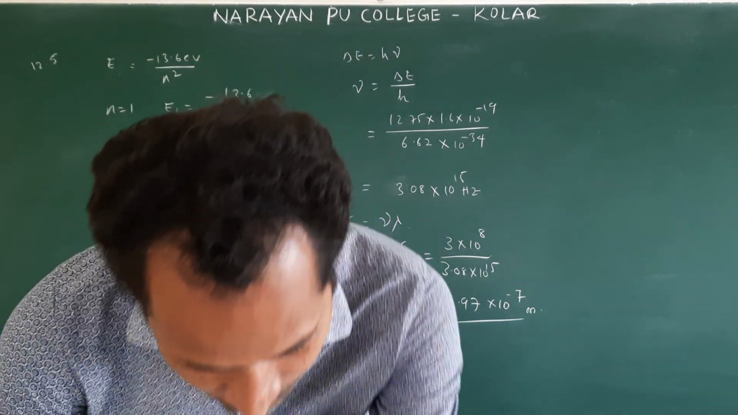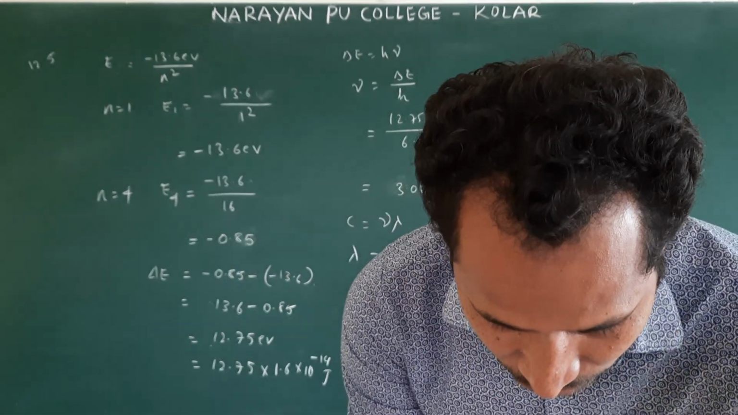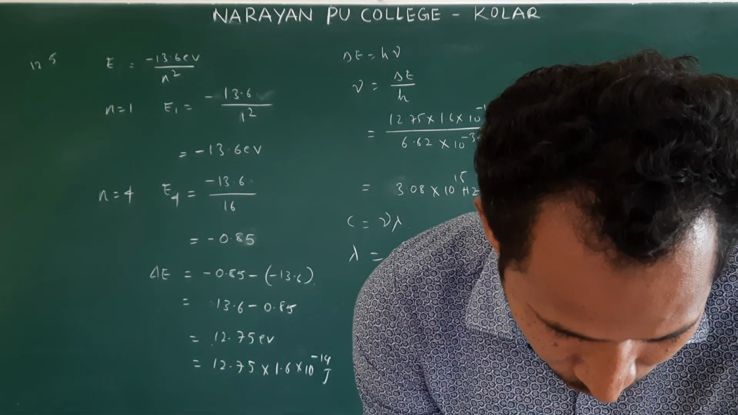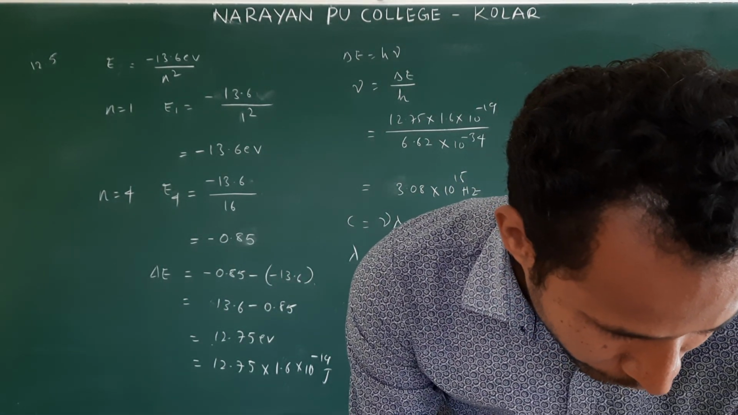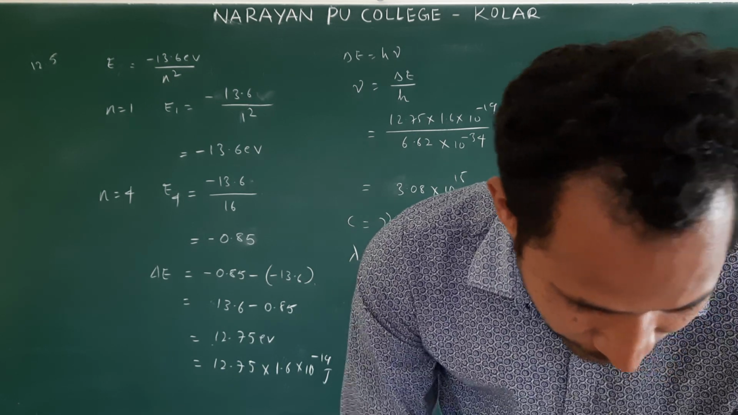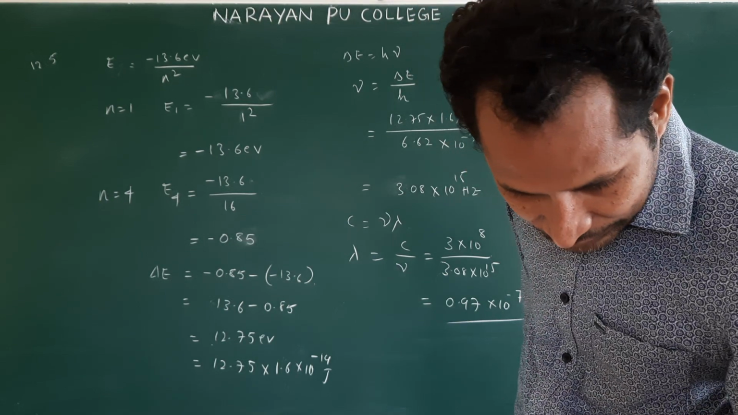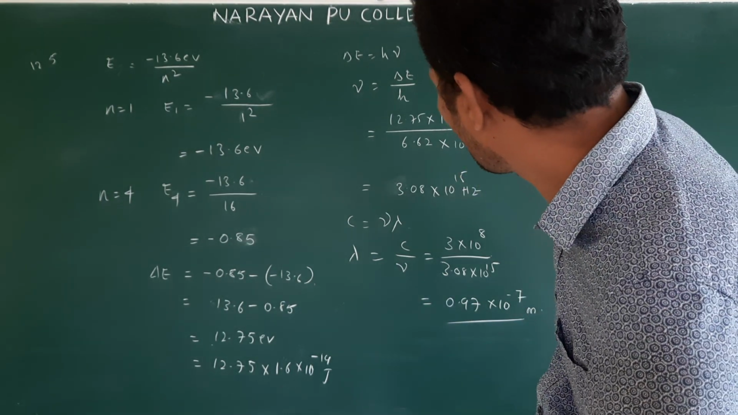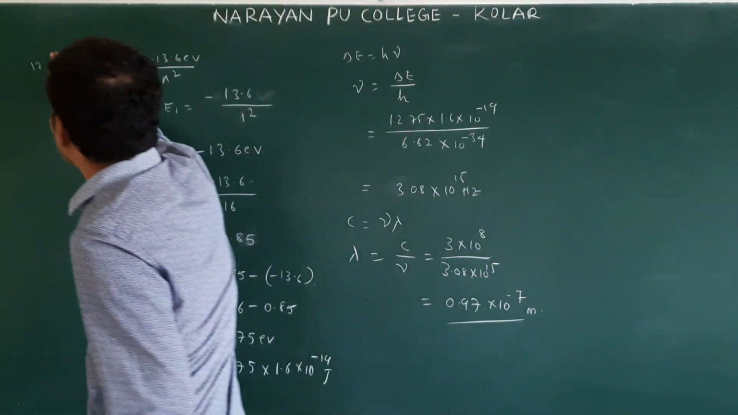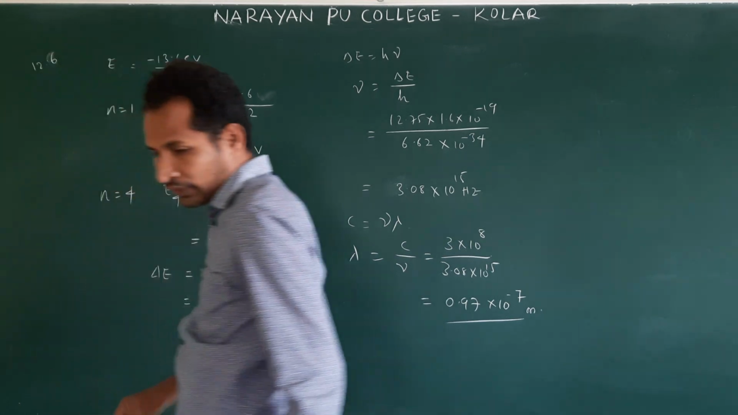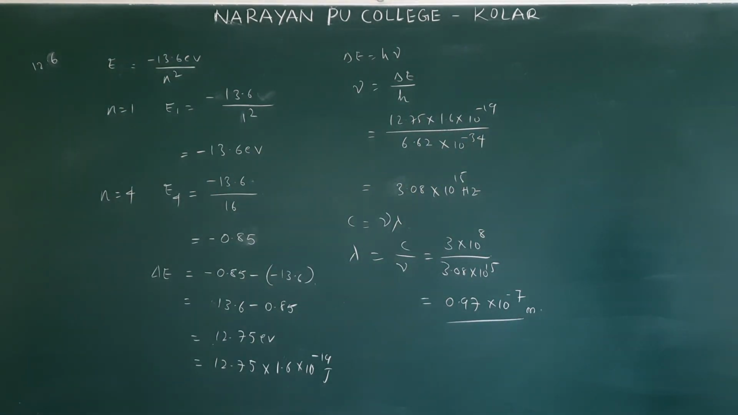First we will check whether the answer is correct or not. Which problem are we doing? Problem number 6. The answer is 9.7 into 10 power minus 8. Yes, exactly. Okay, this is one method.